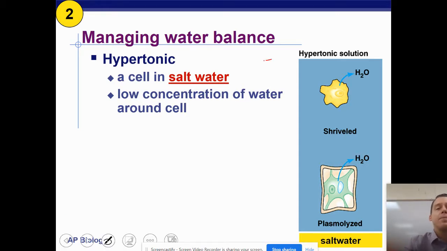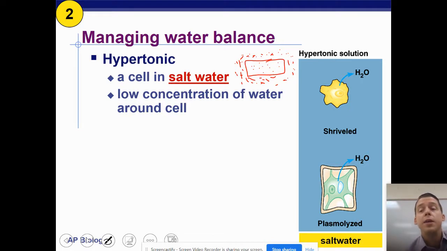So what would this look like? Here's my cell. My cell has a little bit of solute inside of it. However, around it, tons and tons of solute, lots of solute surrounding the cell. So remember, we want to go from a high water concentration to a low water concentration, or another way of saying that is the water is going to go to the saltier area. The saltier area is on the outside, so water is going to travel out of the cell.